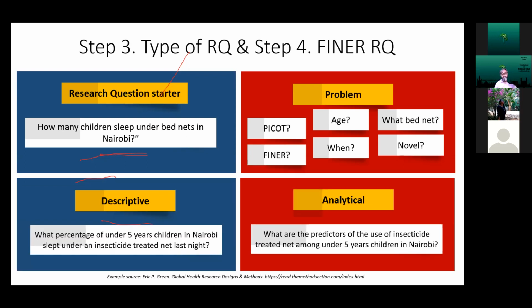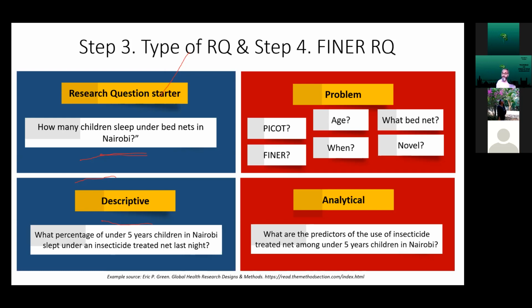So for example, our descriptive final research question is, what percentage or proportion of under 5 years children in Nairobi slept under an insecticidal treated net last night? So we've specified a lot of things here. The age is specified, okay? The area is correctly specified. Now we know that Nairobi means full Nairobi. Now your sampling will have to take Nairobi through some sampling method. And what kind of bed net? Insecticidal treated bed net. And when? Last night. And this last night, bed net, all of these would in your protocol be operationally defined as well. So that's a descriptive research question.